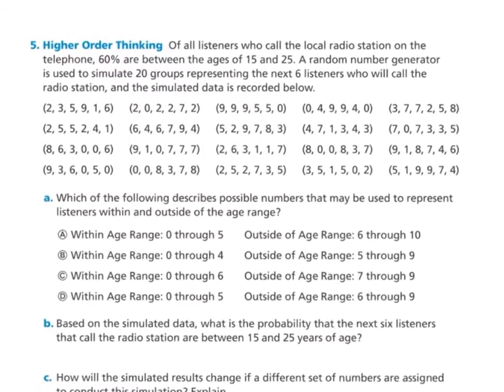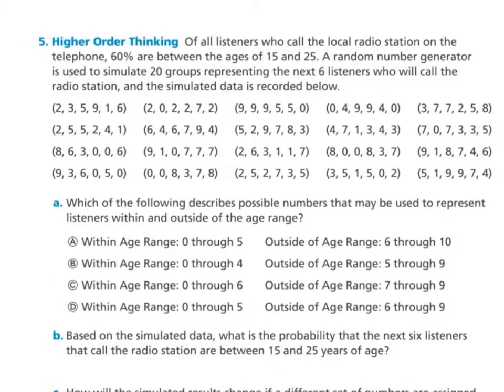Number 5, of all listeners who call the local radio station on the telephone, 60% are between the ages of 15 and 25. A random number generator is used to simulate 20 groups representing the next 6 listeners who will call the radio station. Simulated data is recorded below. Which of the following describes the possible numbers that may be used to represent listeners within and outside of the age range?